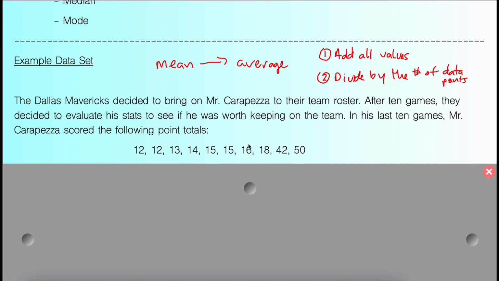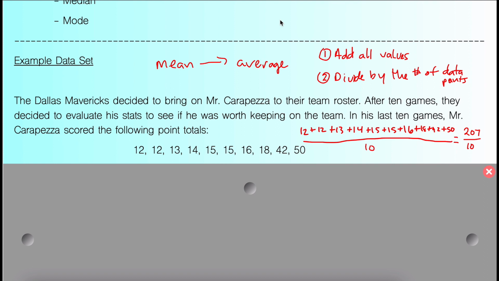So to find my average, the average number of points I scored over these 10 games, I would be adding together 12 plus 12 plus 13 plus 14 plus 15 plus 15 plus 16 plus 18 plus 42 plus 50, all of those things divided by 10. I'm dividing by the number of things that are happening in the data set. There are 10 games, 10 scores. I'm going to divide by 10. So I'm going to skip ahead to me getting that work shown and the final answer.